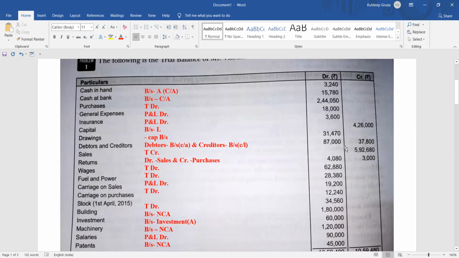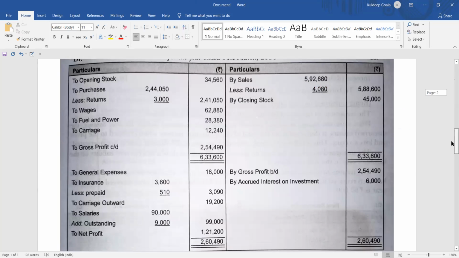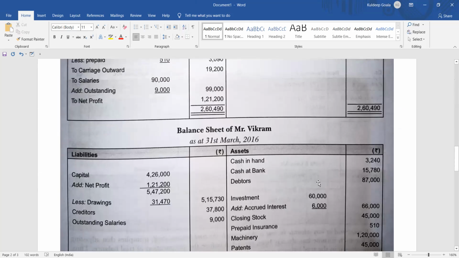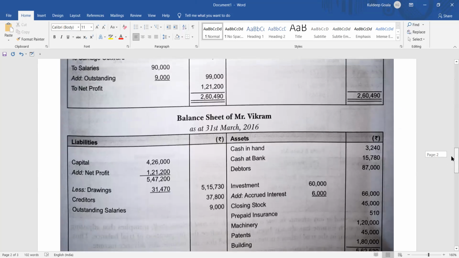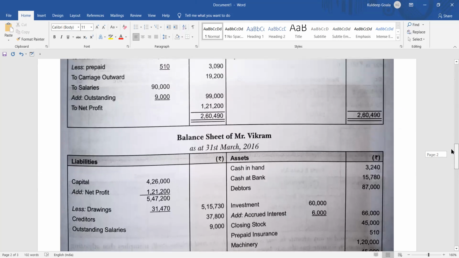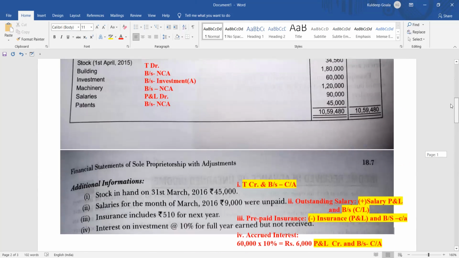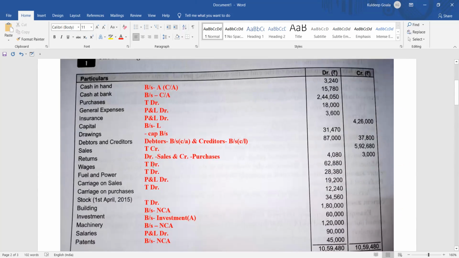What is the debtors amount? 87,000. There was no adjustment, right? So directly we can put it as debtors 87,000. Clear? Then after that, do we have anything else left in current assets? No. Then we'll go for investment. Investment follows the non-current assets if you follow the permanency method. If you follow liquidity, it will come before the non-current assets. So investment will come before the non-current assets. What was the investment? 60,000, right?